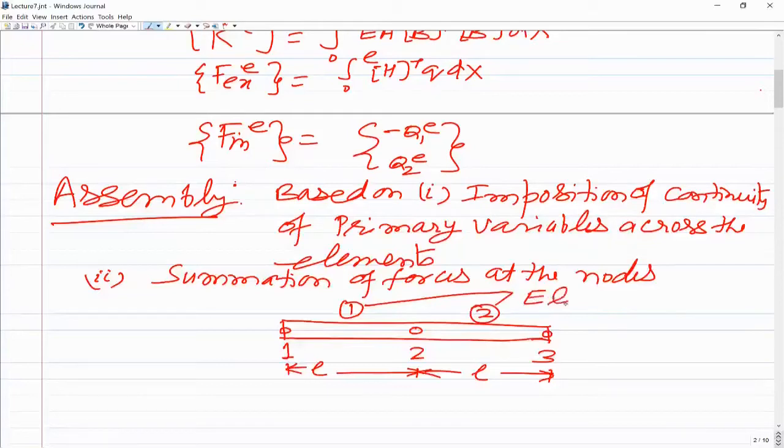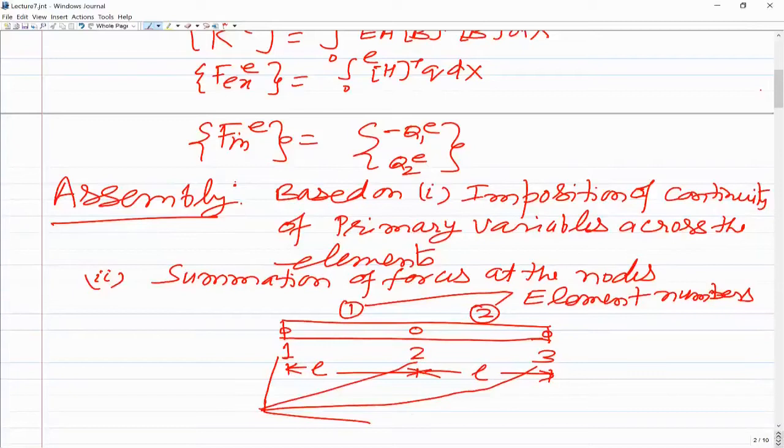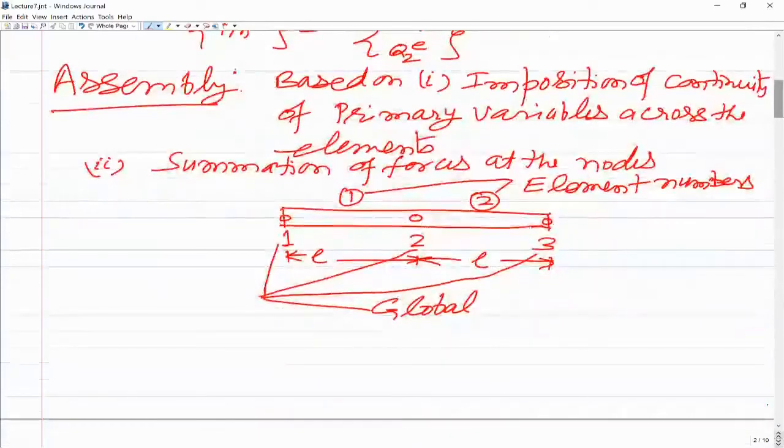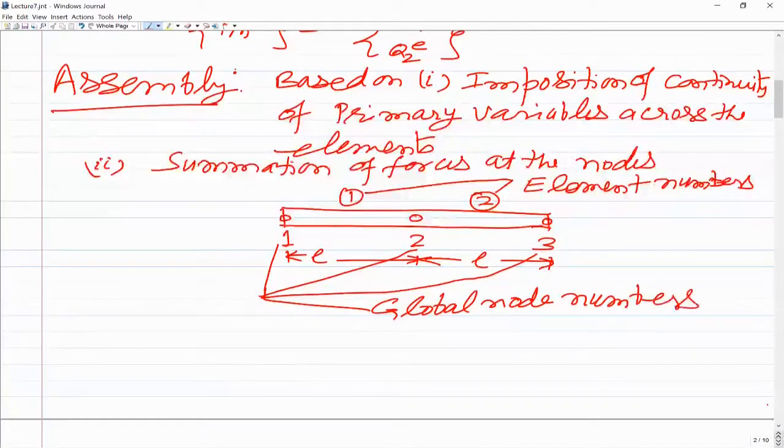So these are element numbers, and these 1, 2, 3 you see. So this one is 2, and this is 3. These are the global node numbers. Now we have the local node numbers, starting node and end node. We have given the notation 1 and 2, and these are the global node numbers. And if the total length of the rod is L, then small l is going to be L by 2.